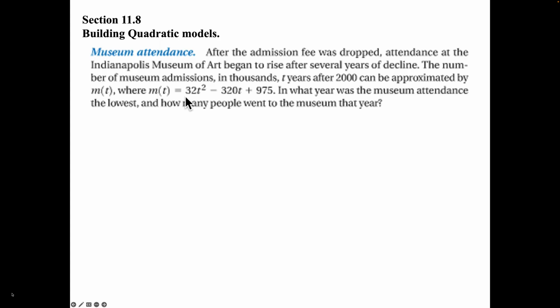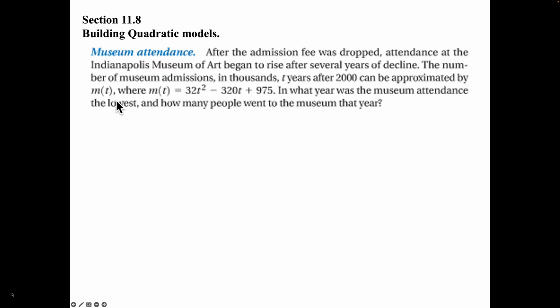Notice it then says the number of museum admissions in thousands, t years after 2000, can be approximated by m of t, where m of t is 32t squared. That means your graph is opening up, minus 320t plus 975. In what year was the museum attendance the lowest? Okay, lowest means minimum, and how many people went to the museum that year.